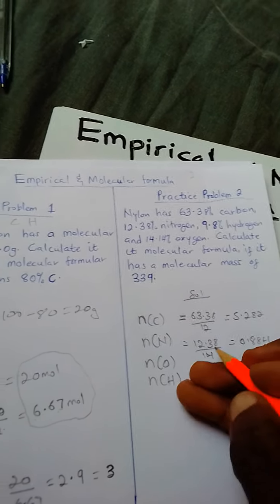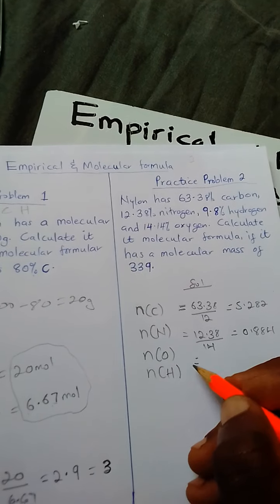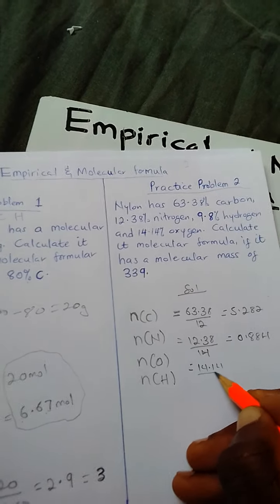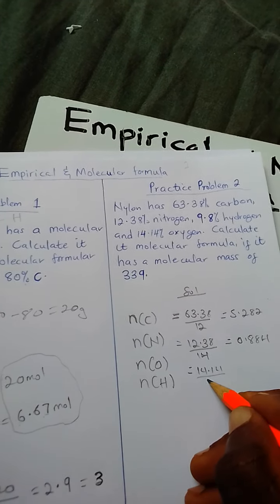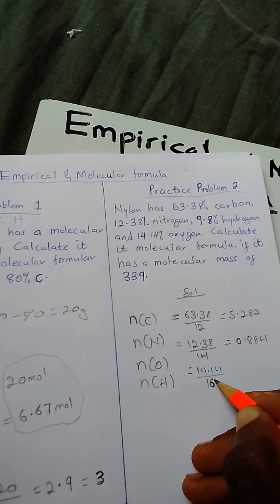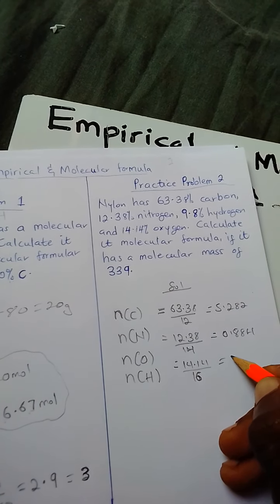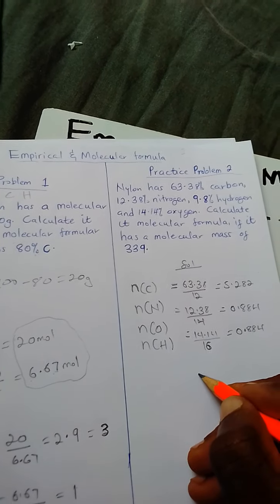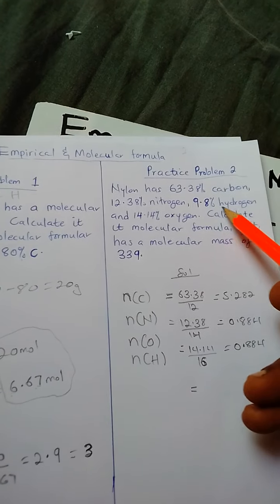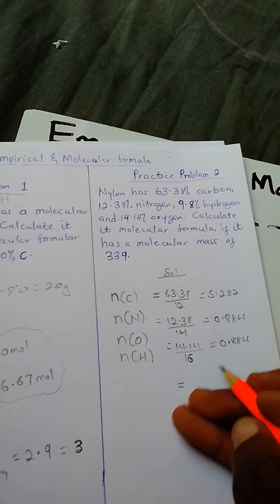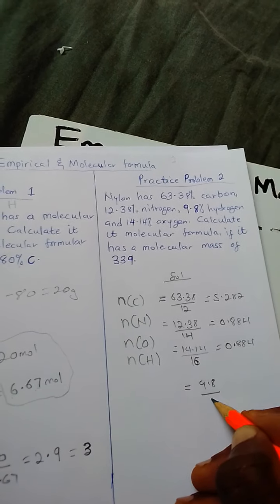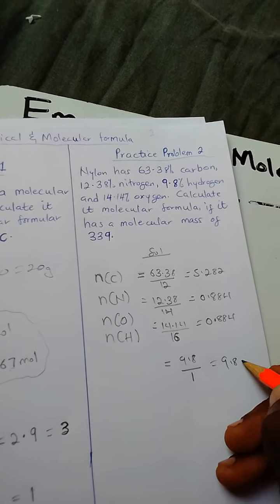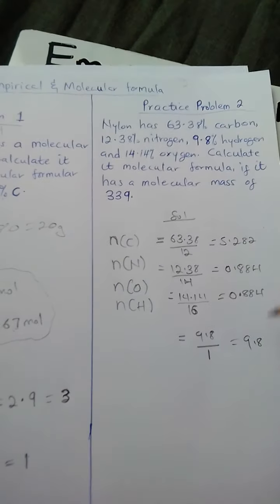For oxygen, the number of moles is the given mass of oxygen, which is 14.14, divided by the atomic mass of oxygen, which is constant at 16. That also gives you 0.884. Now we come to the number of moles of hydrogen. The mass of hydrogen in the question is 9.8, so it becomes 9.8 over 1, the atomic mass of hydrogen, which is the same as 9.8. So each of these is the number of moles of the individual element.